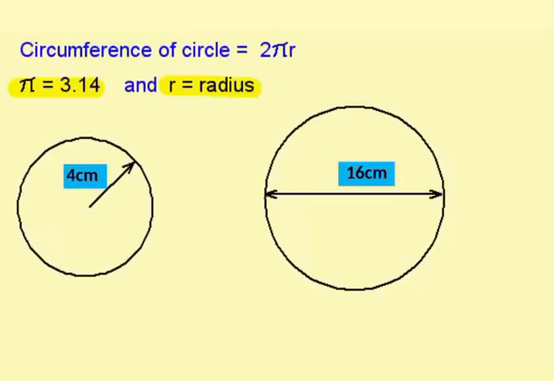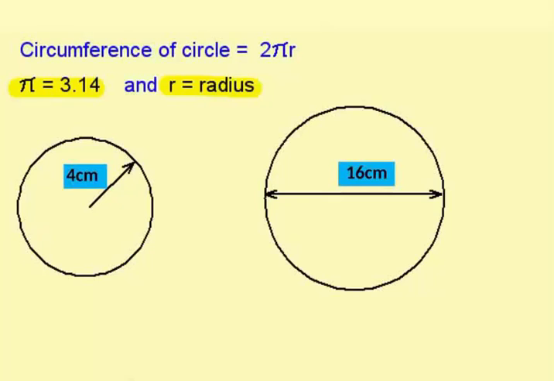Circumference of a circle. In these questions, we need to find the circumference of the circles. Circumference means just the distance all the way around the circle. The formula for the circumference of a circle is 2 pi r. You won't be given this formula in an exam, so you need to memorize it.